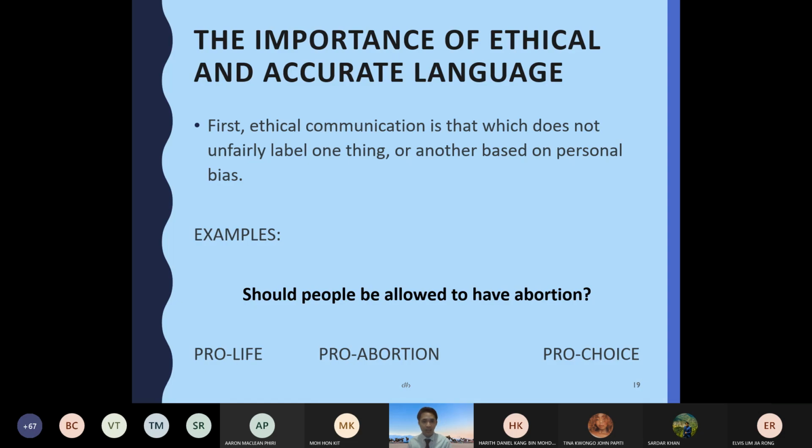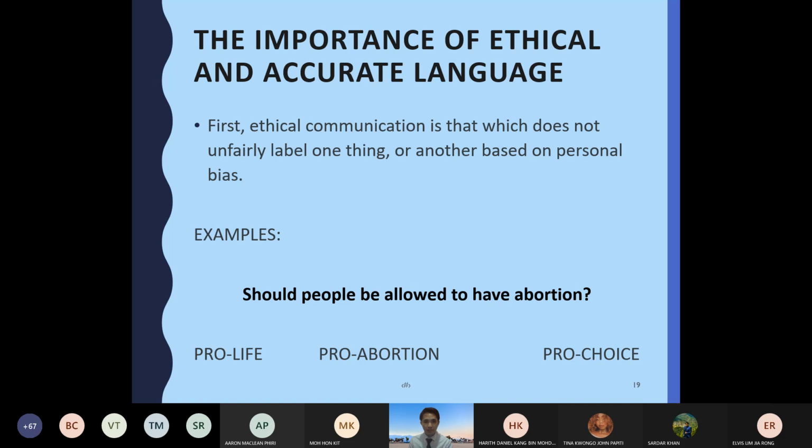Okay, let's look at just 2 examples on why this is important, and we can wrap up our lecture. Basically, the first thing is we don't want to unfairly label one thing based on personal bias, and it sounds a little bit negative. For example, this is a very sensitive topic, so I apologize if it offends anyone, but I find that using this topic is very easy for bringing up the discussion.